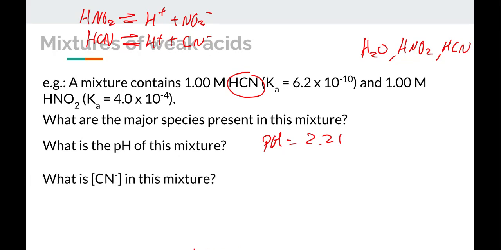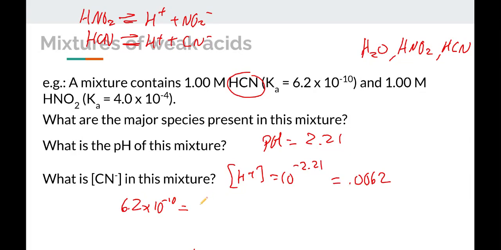Next question, what is the concentration of CN− at equilibrium? Well, the H+ concentration is 10 to the minus 2.21, which was 0.0062. That's how we got that 2.21 value originally. So that means that Ka for HCN, which is 6.2 times 10 to the negative 10th, is going to be equal to 0.0062 times the concentration of CN− divided by the concentration of HCN, which was 1.00 molar.